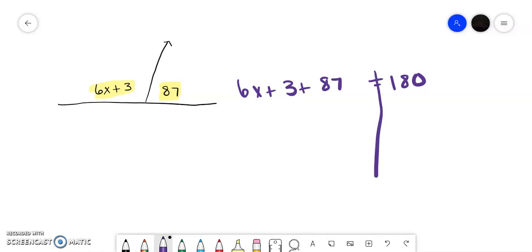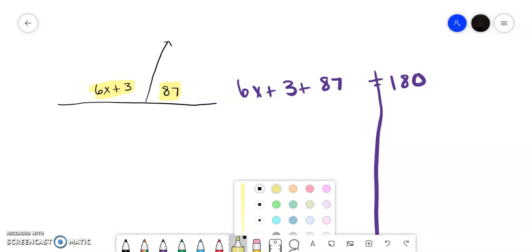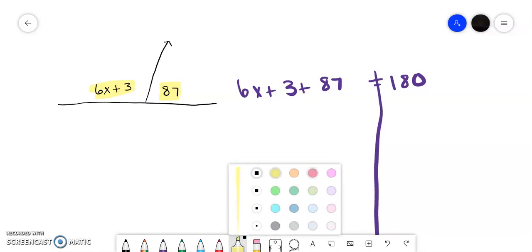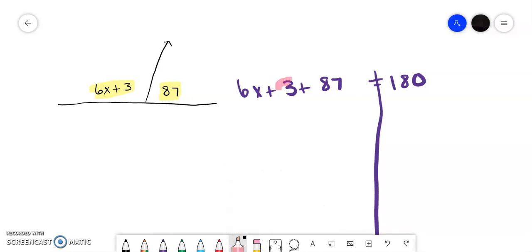Now I'm going to separate my equation and look for like terms, just like last time. As far as like terms, I see a positive 3 right here. Make sure we circle whatever's in front of that 3 as well. And we have a positive 87. I can combine the two. 3 plus 87, they're both positive, so it's going to give me 90. Bring down my 6x, and then bring down my 180.